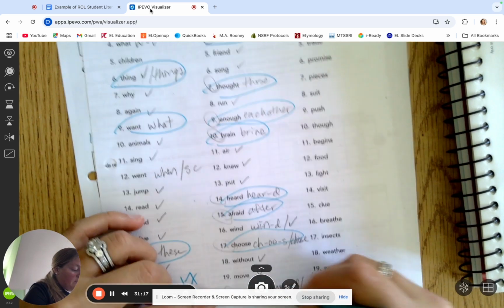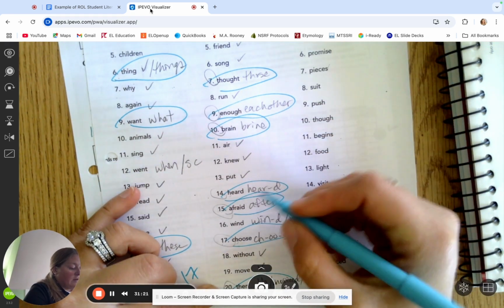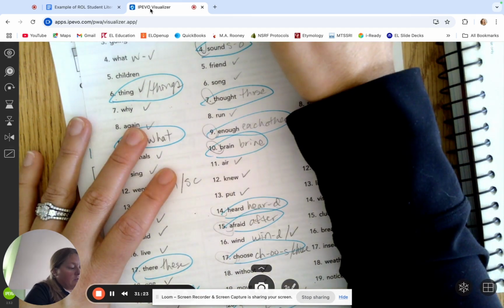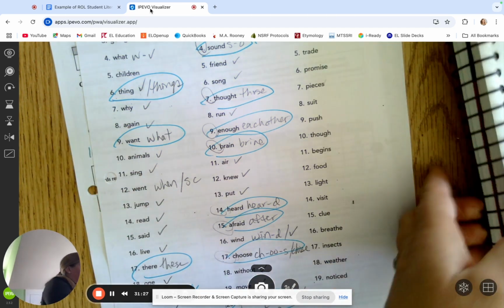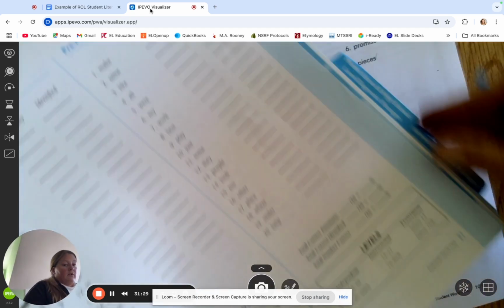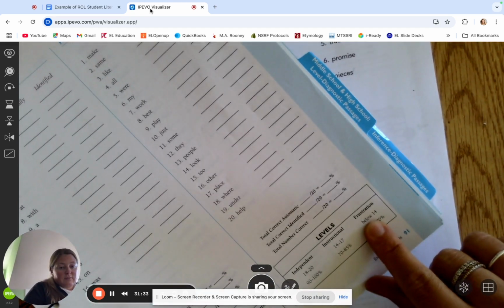Well, I found his frustration level. That's why I stopped. 1, 2, 3, 4, 5, 6, 7, 8 wrong, which means 12 correct. That's the frustration level. So it says in the guide, if it's below 14, you're at the frustration level.